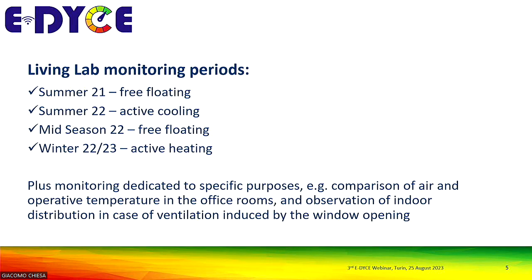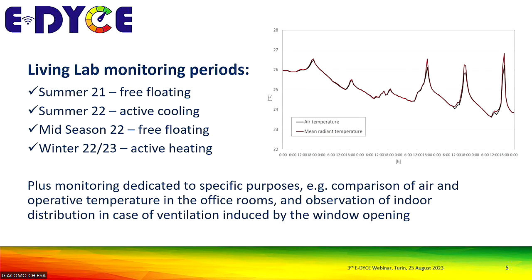The monitoring part consists of 4 periods, 2 in thermal free floating in summer and intermediate season, and 2 periods with active energy system, 1 in summer and 1 in winter. And then we have also additional monitoring periods that were dedicated to the specific task relevant for our study and for the project. As an example, to observe the difference between the operative temperature and the air temperature in our rooms, or studying more in detail the distribution of air in case of natural ventilation at night.